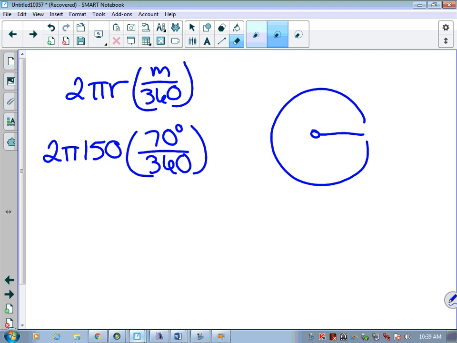I can tell you what the answer is, and it is 183.26 inches. So that's something that you want to check. Did you get that in your calculator when you plugged it in? If you didn't, you want to come back and ask about that.